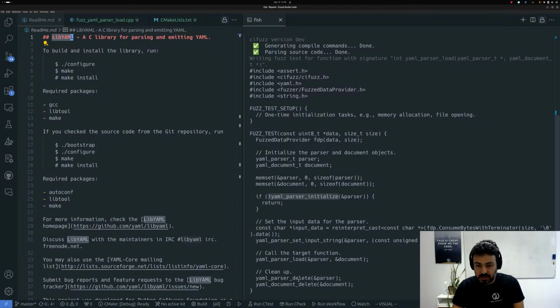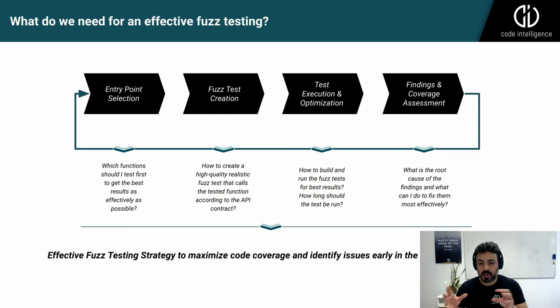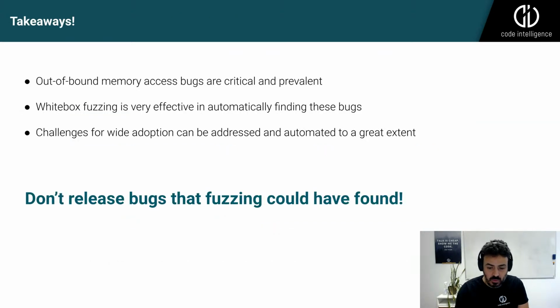And this is basically two things that you can do and that we actually did in CI Fuzz to try to automate these two steps, which, based on experience, are the main hurdles or barriers to entry for adopting fuzz testing. And so now I've almost come to the end of the webinar.